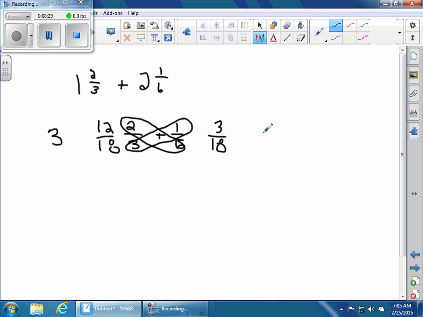I'm going to write my answer over here. So I'm going to bring my whole number over. 12 plus 3 gives me 15. And my denominator stays the same.